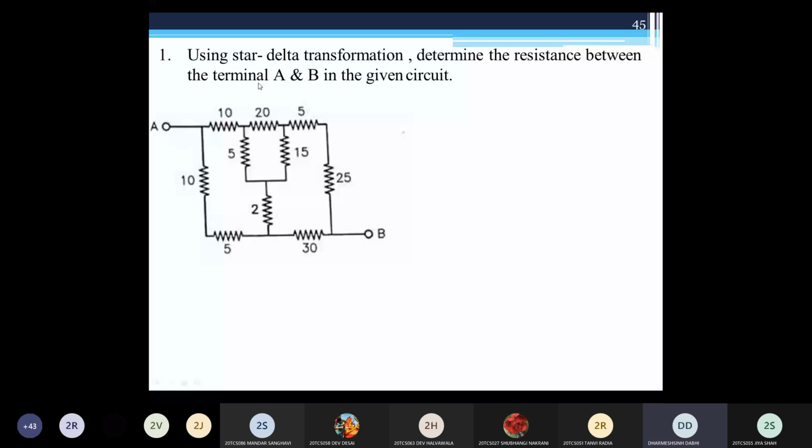So here the A point is at this point, and the B point is here. First identify which resistances are connected in series, which are connected in star, or which are connected in delta. By the conversion into delta or star, how can you reduce this circuit? So first you find the delta or star configuration in your circuit, and after that you start the reduction of the circuit. Okay, so let's first understand. First draw this figure, and then we will understand how to reduce the circuit.